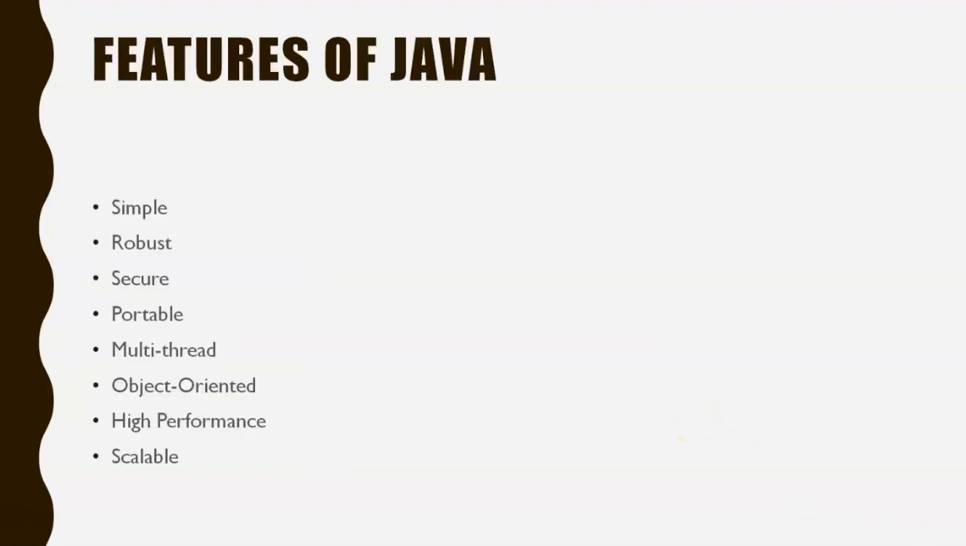All right, so now we will see the features of Java. Why is Java so famous? Because of these features. Java is simple, robust, secure, portable, multi-threaded, object-oriented, high performance, and scalable. We will see in depth what these features are shortly.